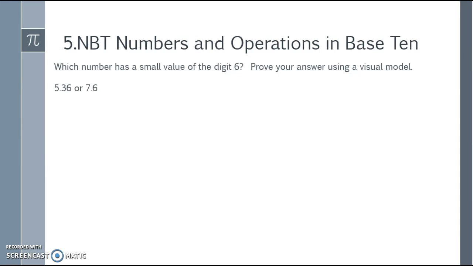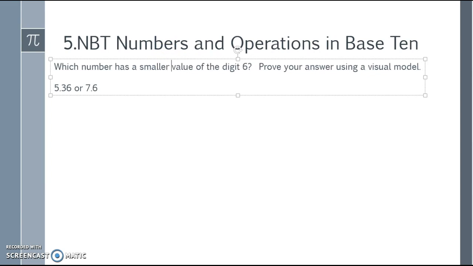Which number has a smaller value of the digit 6? Prove your answer using a visual model. 5 and 36 hundredths or 7 and 6 tenths.